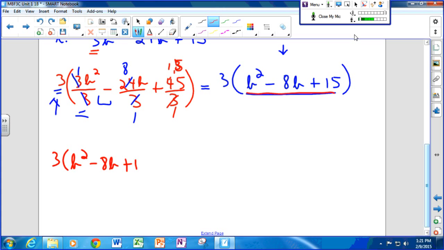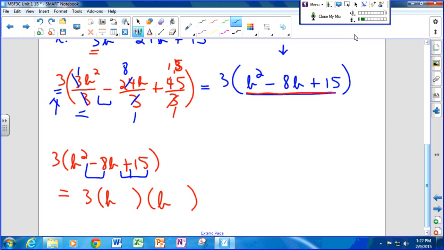plus 15. Okay. So now we want to write b plus or minus something, times b plus or minus something. So let's take a look at what we got here. We have a negative 8 and we have a positive 15. So again, I'm just going to go off to the side. Well, I know that 1 and 15 works. I know that 3 and 5 works. And 3 and 5 is actually kind of nice because they do add up to be 8, don't they?